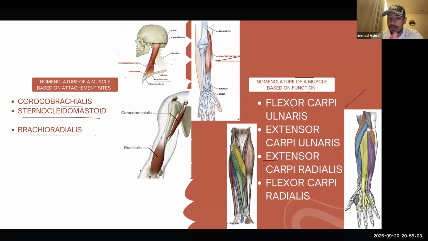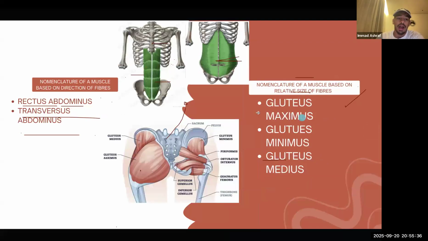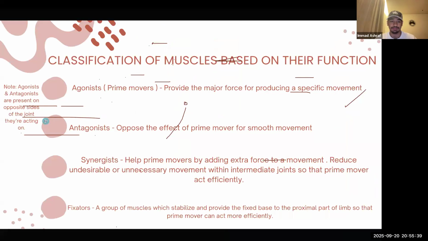So basically, the only thing I want you to remember from all of this is how the muscles are named. Are they named based on their shape, like the trapezius? Are they named based on their function, like the flexor carpi radialis? Are they named based on their attachment site, like the coracobrachialis? Are they named based on the fact that they have parallel fibers that are circular, like orbicularis oris? Are they named based on the fact that they have multi-pinnate fibers? There's so many different things on which they can be named, and I want you to remember them. Unfortunately, it's quite important.